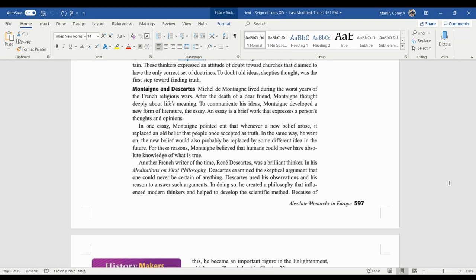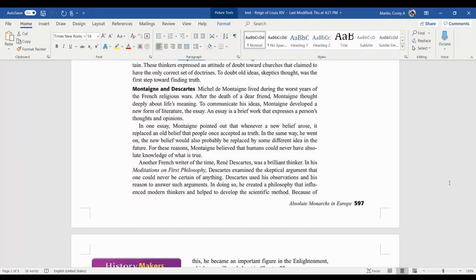In one essay, Montaigne pointed out that whenever a new belief arose, it replaced an old belief that people once accepted as truth. In the same way, he went on, the new belief would also probably be replaced by some different idea in the future. For those reasons, Montaigne believed that humans could never have absolute knowledge of what is true.